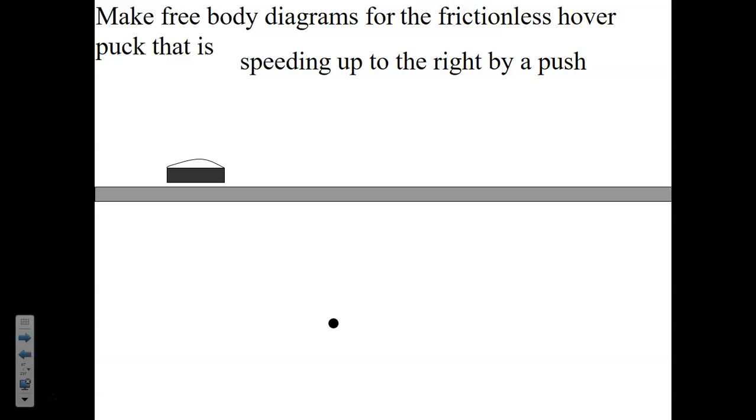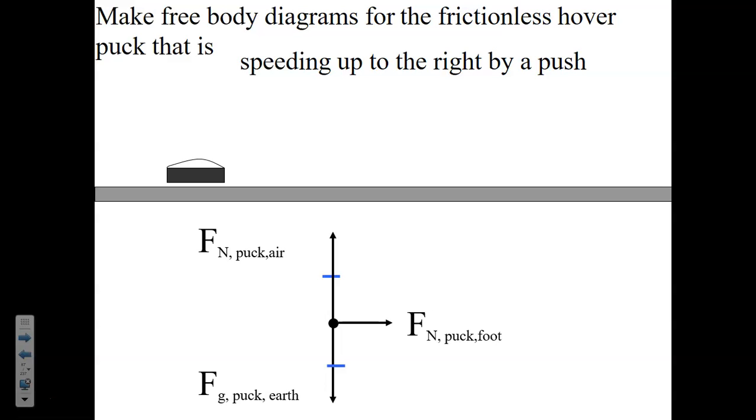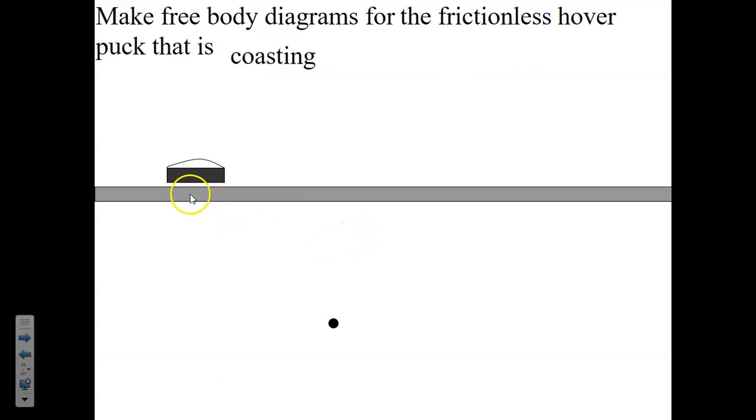So we got down, the force of gravity on the puck by the Earth. Okay, we still have our normal force up. There's a normal force on the puck by the air. And then those are balanced. The unbalanced force is to the right, and that is the push. So there's a normal force on the puck by my foot. So I gave it a kick. So it's not on the table. It's on the floor. Okay. All right. Now let's say that I stop kicking it, and it's gliding along at a constant speed. So it's on a frictionless surface, and it's gliding along to the right.